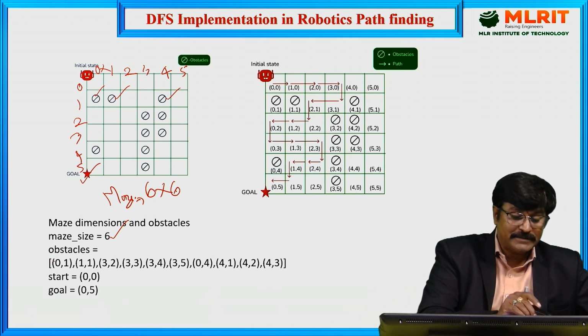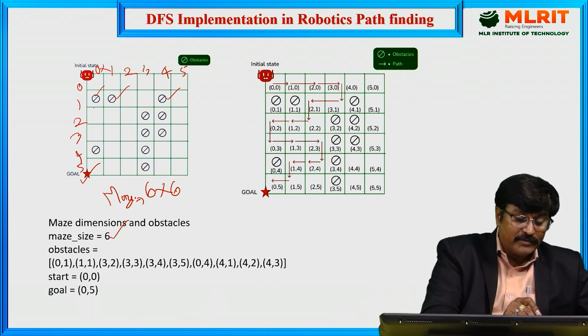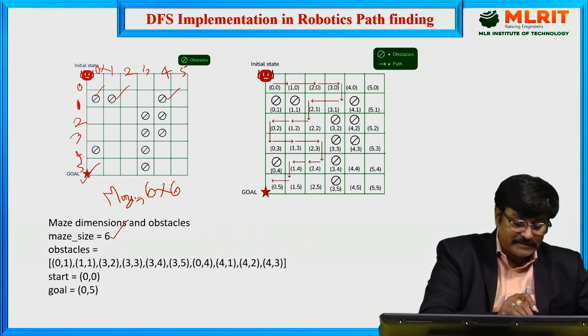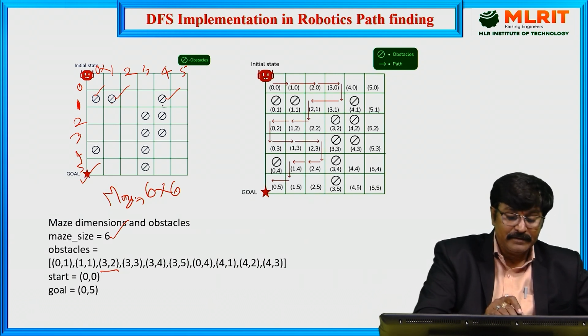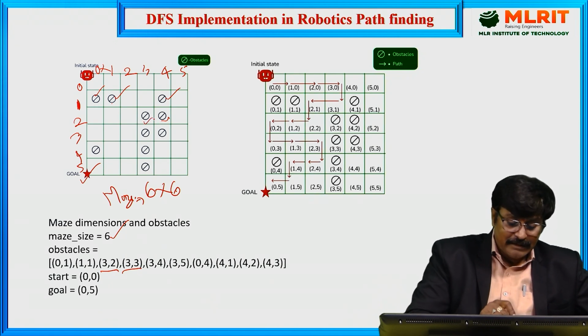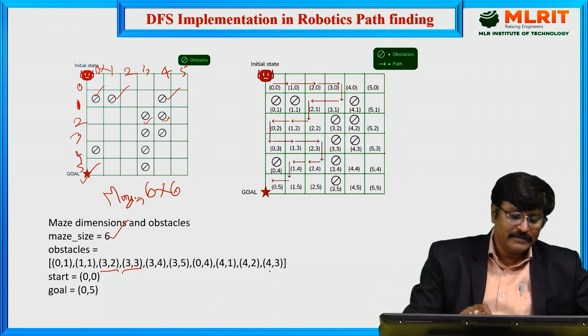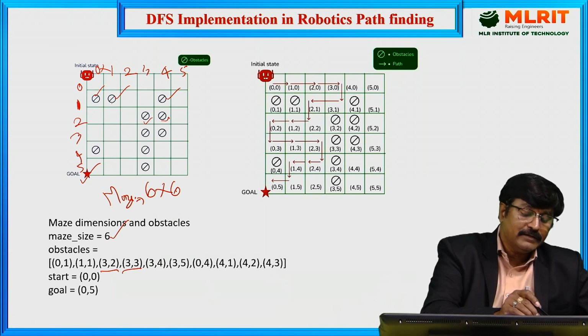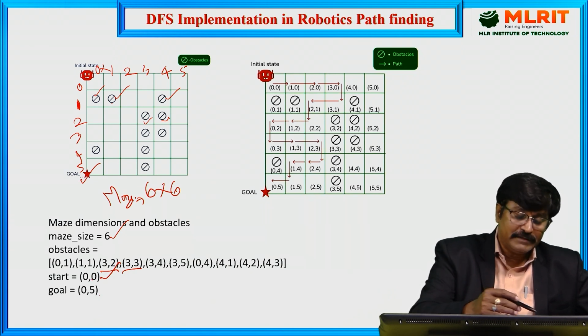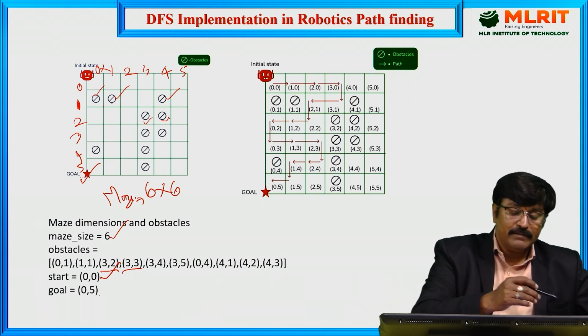You have defined the obstacles in the 0th row at position 1. So 0,1 is an obstacle, 1,1 is an obstacle, 3,2 is an obstacle, 3,3 is an obstacle, and then 3,4 and 3,5 are obstacles. Like this, you have defined all the obstacles, and you are initializing. The starting state is 0,0, and the goal node you have defined is 0,5. So the algorithm will run based on that.